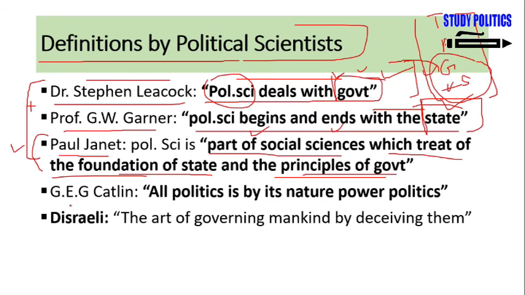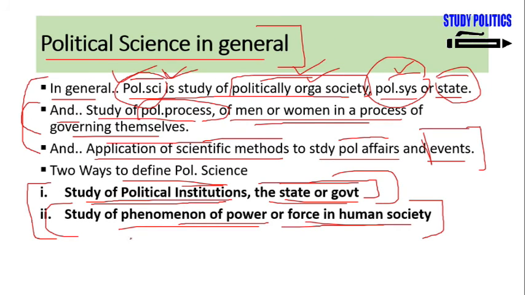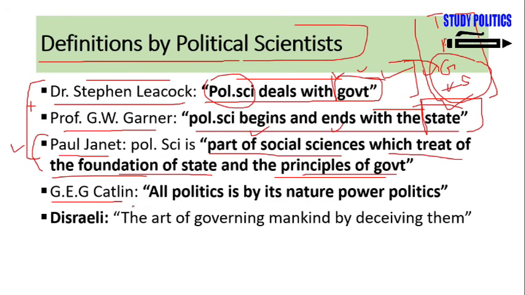Now the next definition, given by G.E.G. Catlin, is according to the second approach, which is the study of the phenomena of power or force in human society. According to the definition of G.E.G. Catlin, all politics is by its nature power politics. Again, this is a very simple definition. We all know that whoever is doing politics, for example in your area, is doing politics for the sake of power. If someone says that he is doing politics and does not want to acquire power, then definitely we can all say that he is lying.